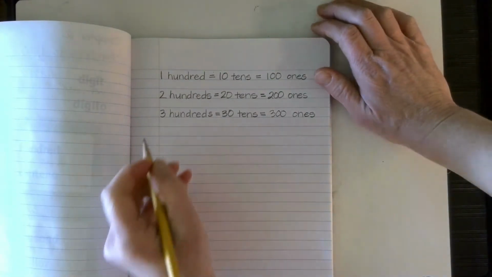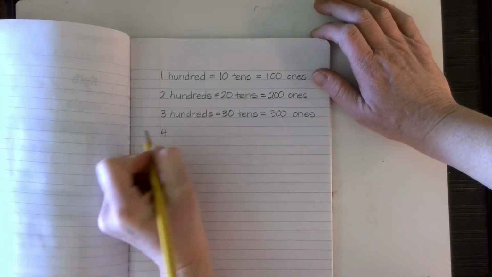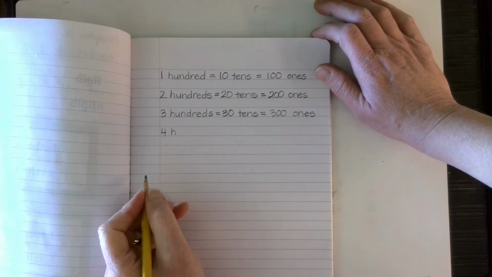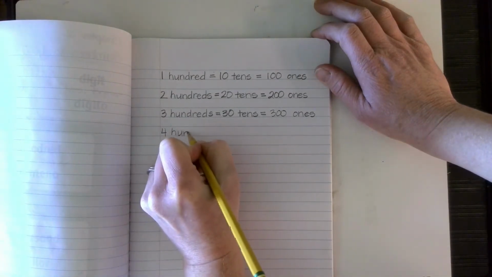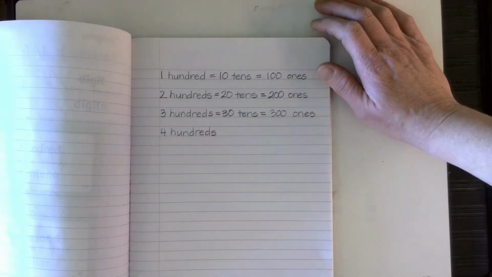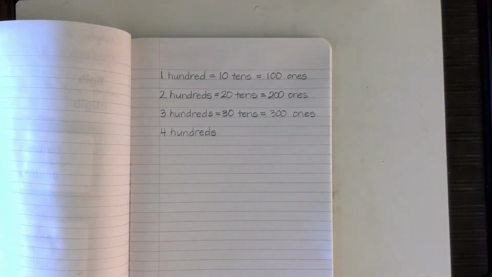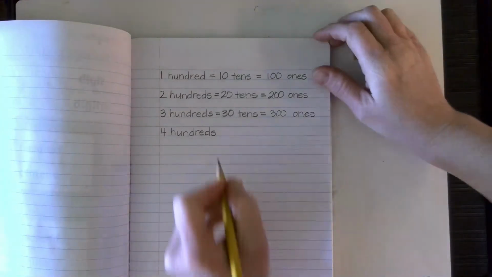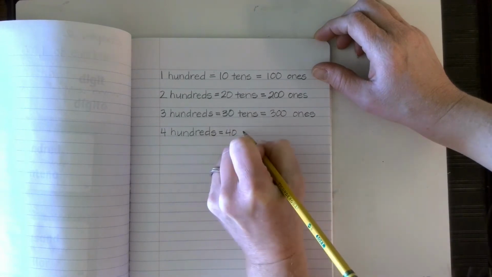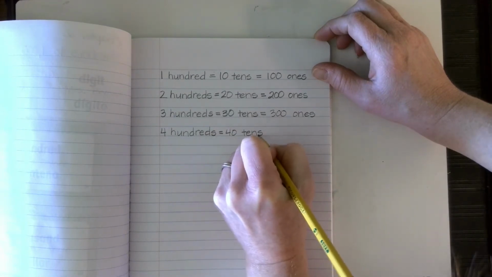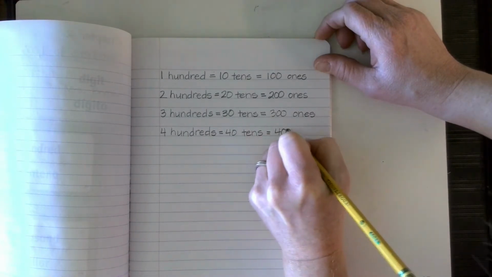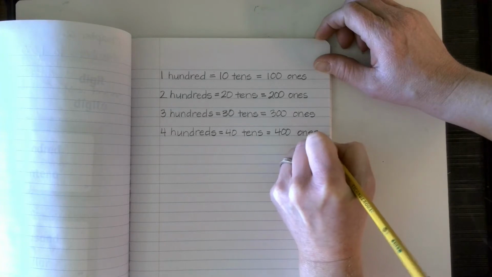Then we would do the same with 400s. Notice I'm skipping a line between each line I write. 4 hundreds is equal to 40 tens, which is equal to 400 ones.